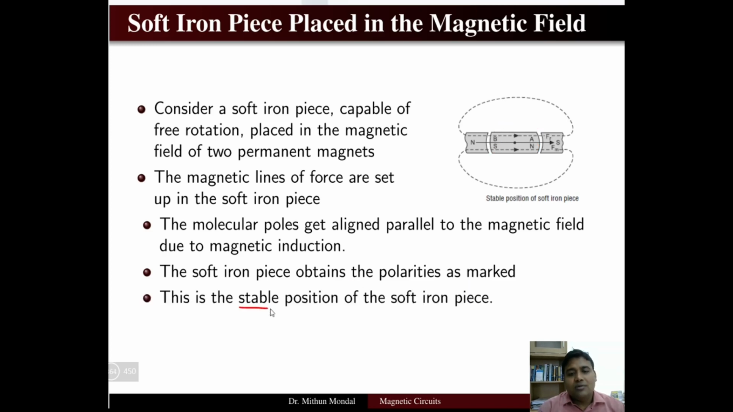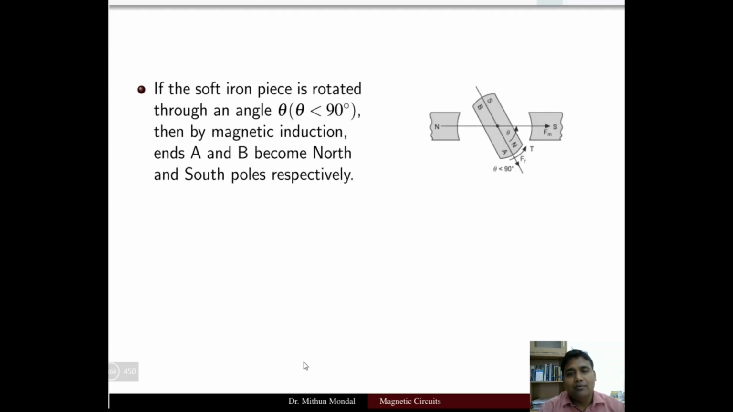This is the stable position of the soft iron piece. So this position is basically stable. In the stable position, the torque produced will be zero. So zero torque will be produced in the stable position.